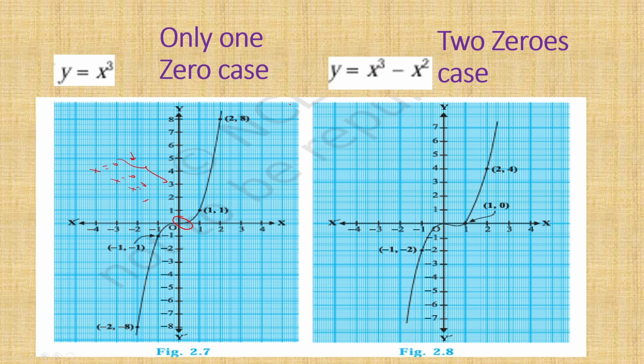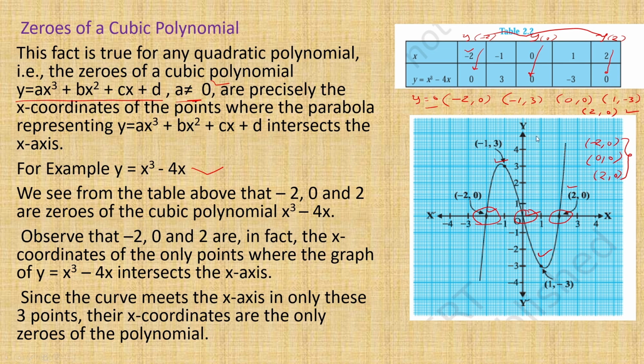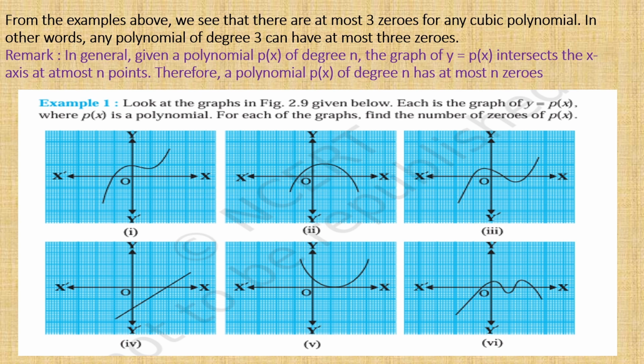Okay. And this is the 2 zeros case: y is equal to x cube minus x square. One zero is 0 and another one is 1. So it has 2 zeros. The 2 zeros case is y is equal to x cube minus x square. The 3 zeros case we have seen here. So we have the 1 zero case, 2 zeros case and 3 zeros case.